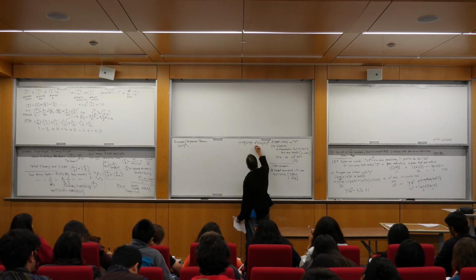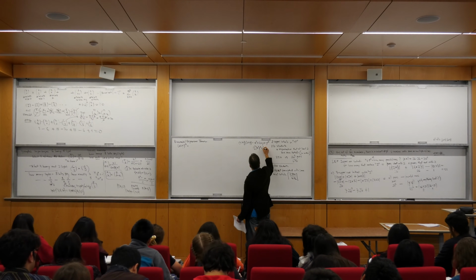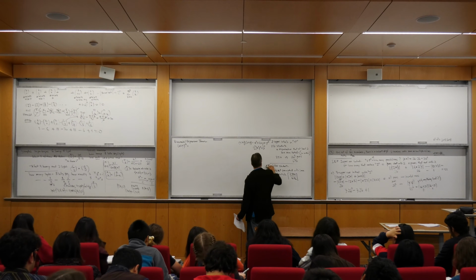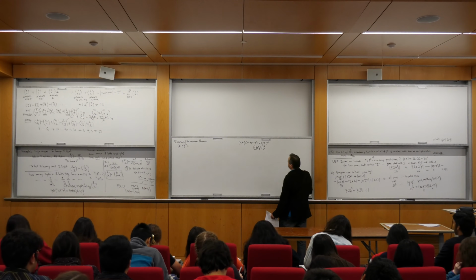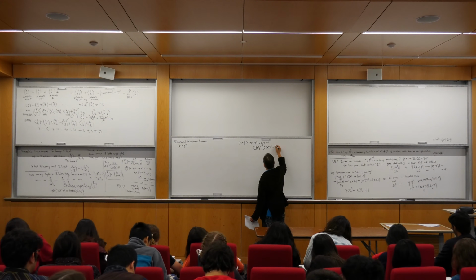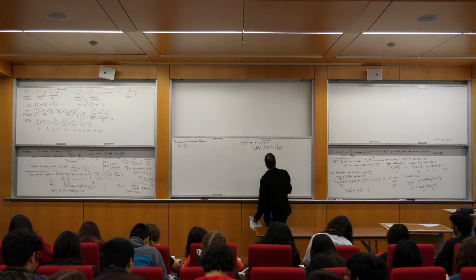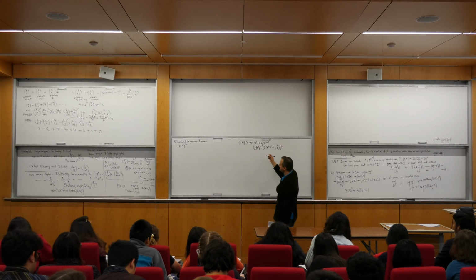That is 2 choose 2 x to the 2 y to the 0, plus 2 choose 1 x to the 1 y to the 1, plus 2 choose 2 x to the 0 y to the 2. I'm writing it that way so you can see what's happening.